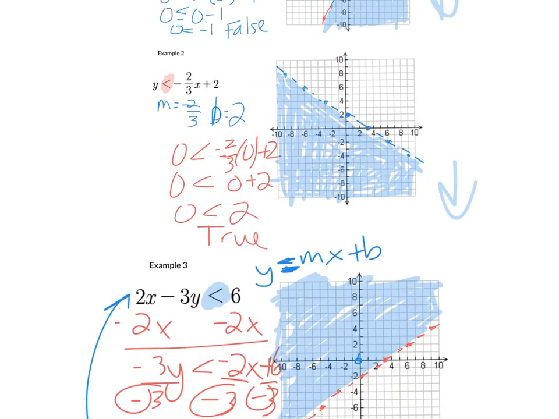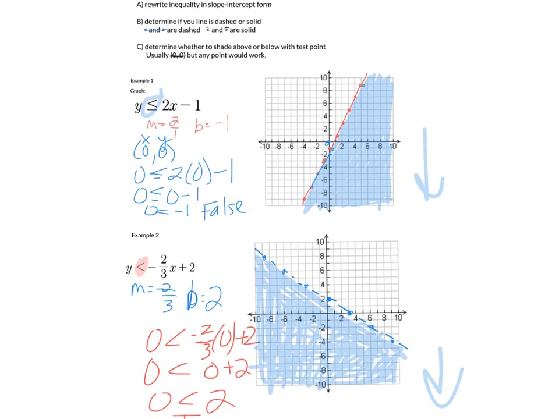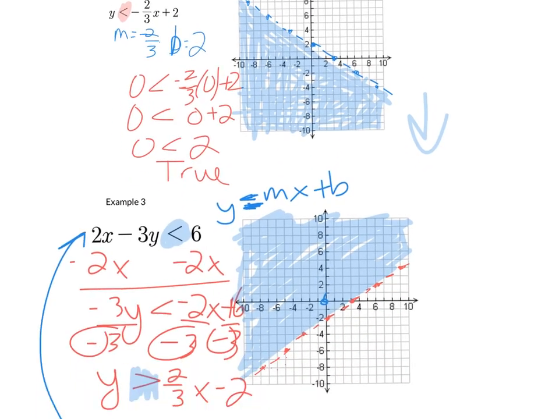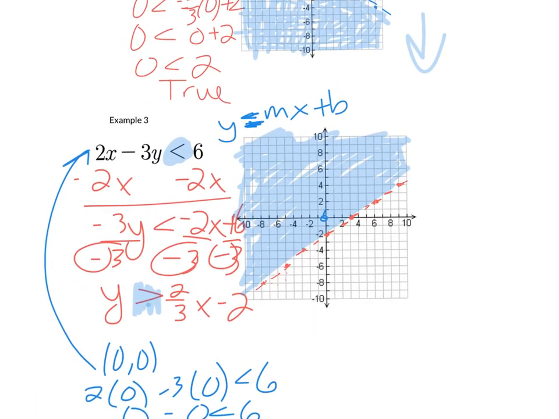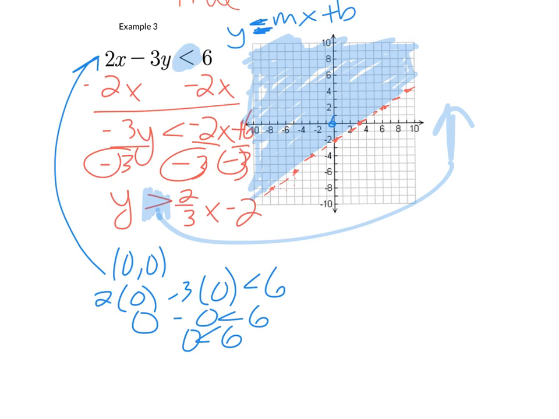Go back to our previous examples. I didn't have to change any inequalities because I wasn't rewriting it. So this one was greater than, which is above the line, but we use our test point to double check that, and 0, 0 is less than 6. That is true. So that's why we shaded up here.